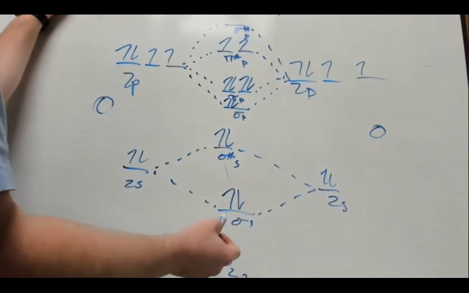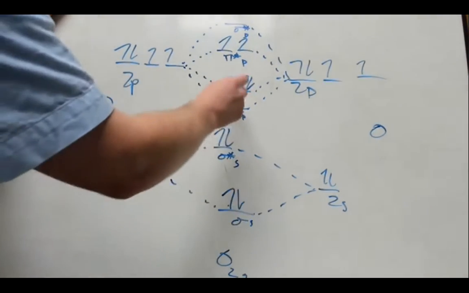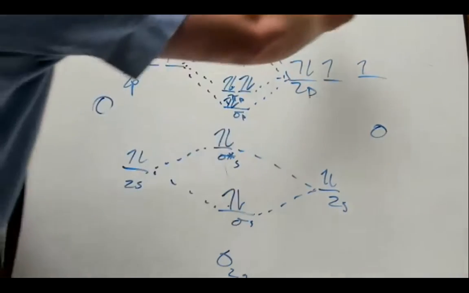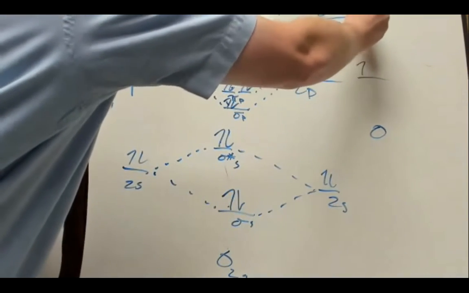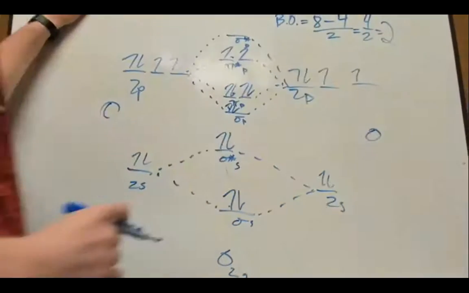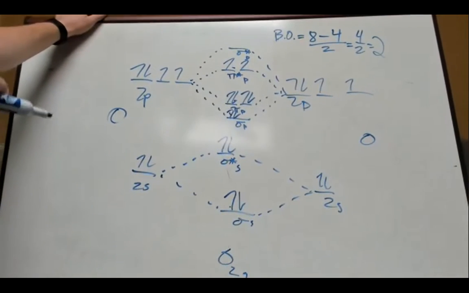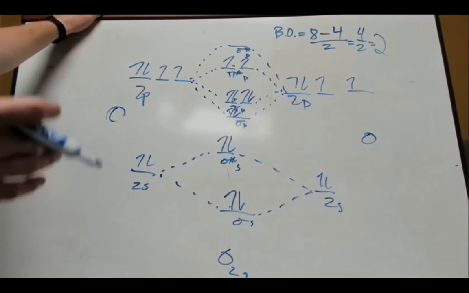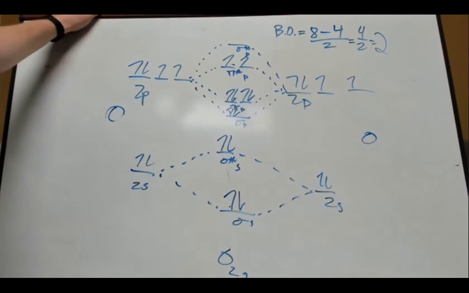We take all of the ones that are in the bonding: 2, 4, 6, 8, minus the ones in the antibonding, 2 and 4, divided by 2. So 4 divided by 2 is 2. So obviously O2 forms. You can't see it up there, but it's 8 minus 4, because there are 8 total electrons in the bonding molecular orbitals and 4 in the antibonding.